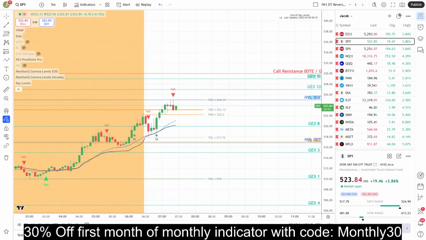There's our stop. Unfortunately, we got out at 296. 296 is our stop. So that one wasn't too bad because of how we did it. That was a 9-cent loss. Unfortunately.